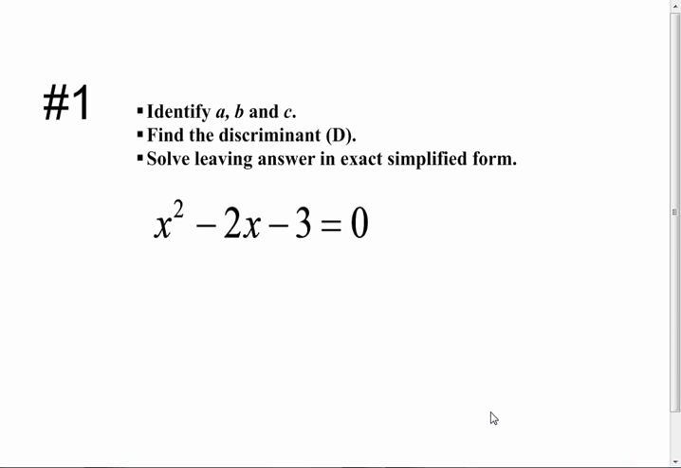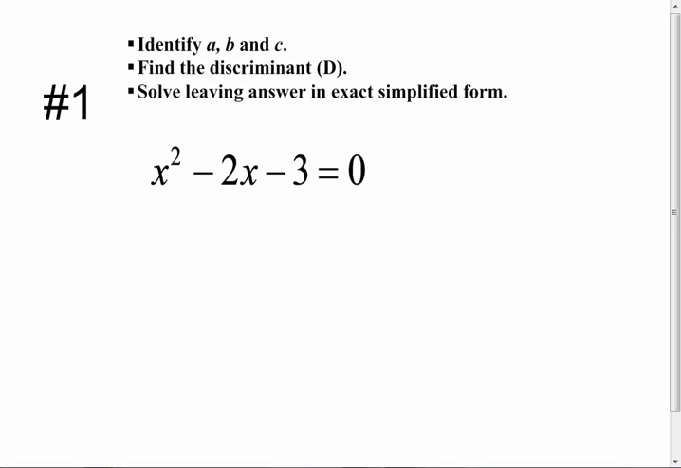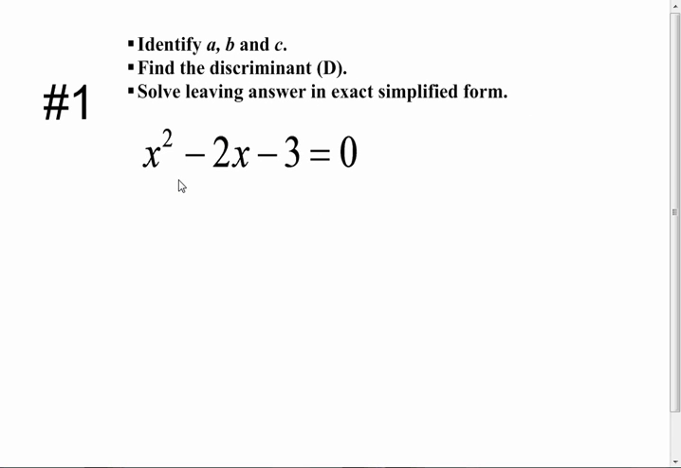Okay, so we have three prompts, and I want you to do them with me. Huh? Yeah, it's still Monday. Okay, can you remind me? Okay, you guys ready?